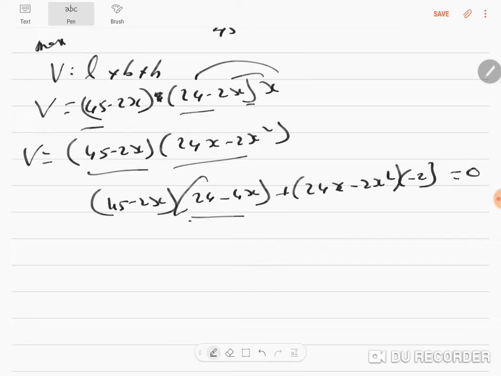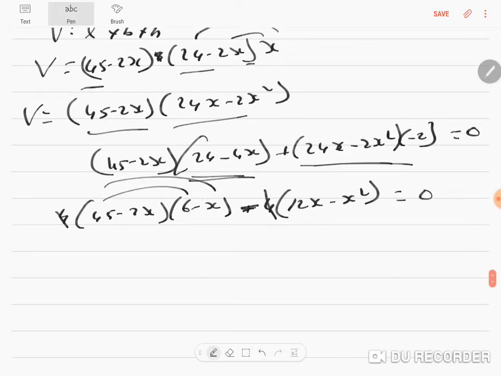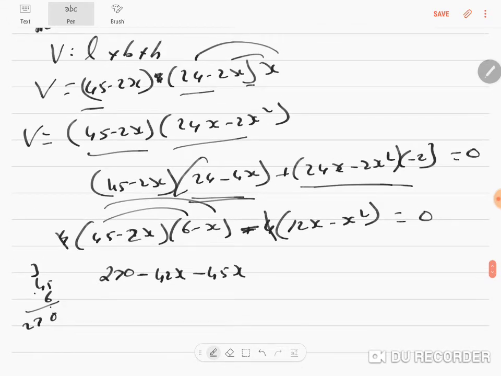So what can you take out common from this? You can take 4 common from this. So 4 into 45 minus 2x into 6 minus x plus, what's common in this? Another 2. So it will become minus 4 into 12x minus x square is equal to 0. The 4 and 4 get cancelled out. So you can now take it in and multiply. What is 45 into 6? 6 5s are 30, 6 4s are 24, 270 minus 7 6s are 42x minus 45x. It's 1 second, it's 2, okay, I am sorry.